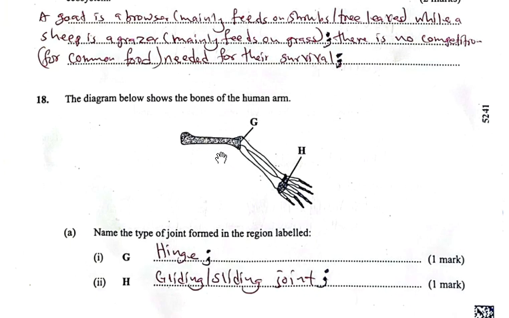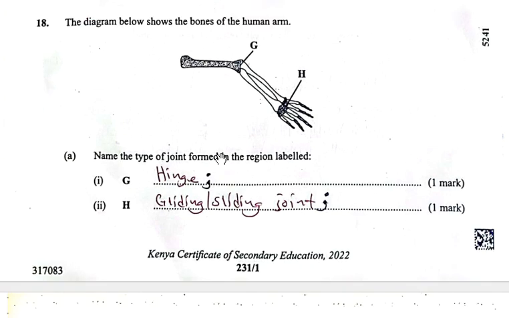Question 18. The diagram below shows the bones of the human arm. Name the type of joint found in the region labeled G. At G, as you can see, that is the elbow, we have this bone here, the humerus, and this one, ulna and radius. And the joint is a hinge joint, because the hinge joint can only move 180 degrees, and is found at the elbow.